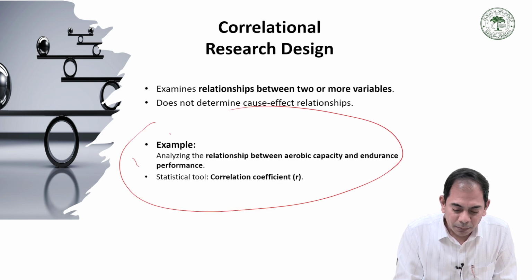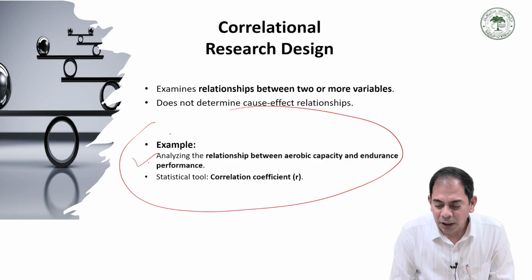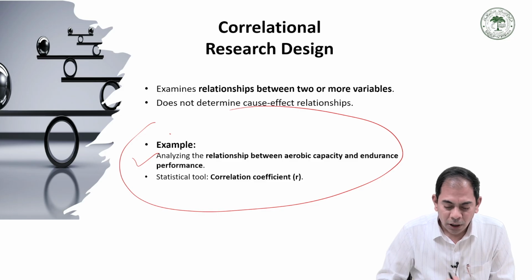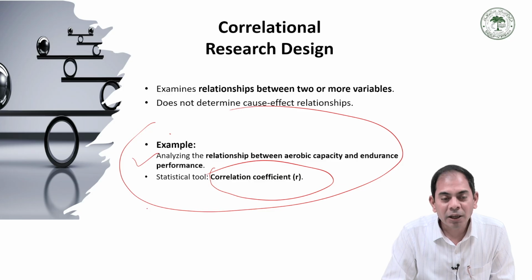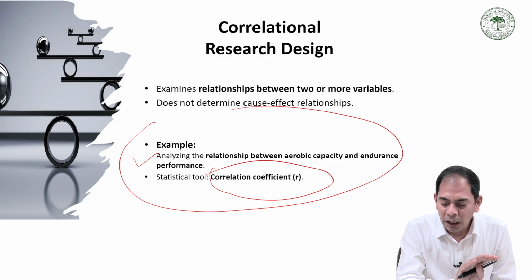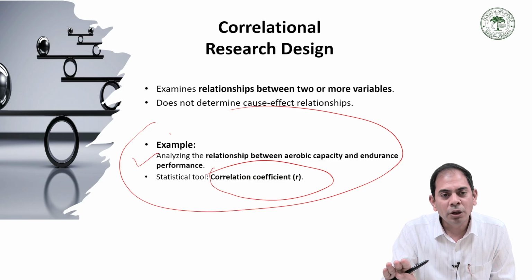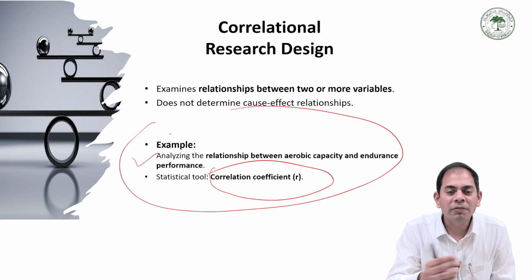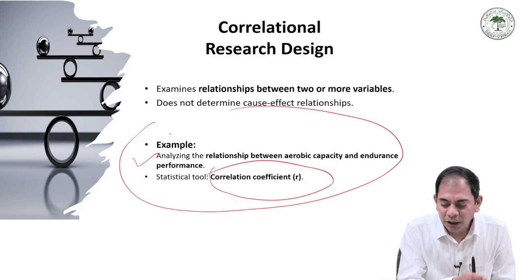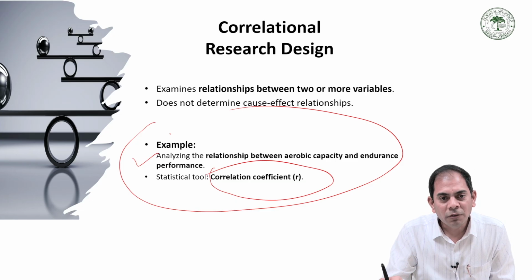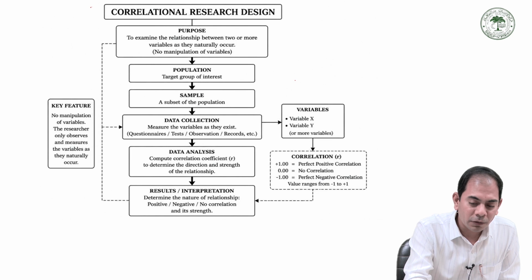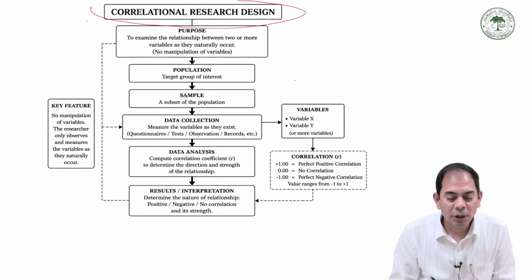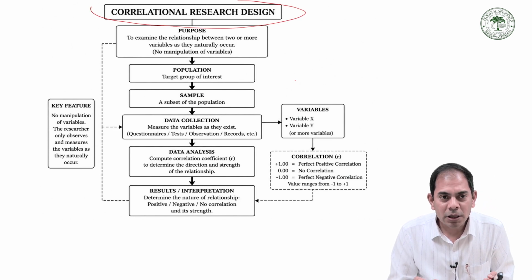For example, analyze the relationship between aerobic capacity and endurance performance. We use correlation research to find out the data of aerobic activity of a specific group and endurance in a natural setting, and then we find out the relationship: whether aerobic activity has a positive effect on endurance, a negative effect, or there is no relationship. So this is the flow chart of correlation analysis. Flow chart means this is the stepwise way we can conduct it.